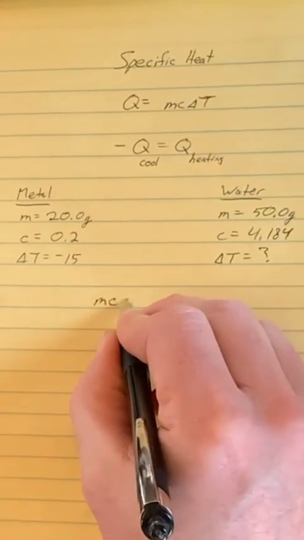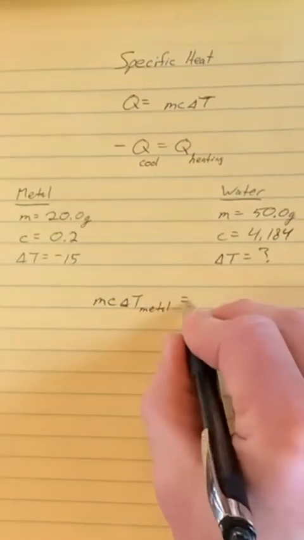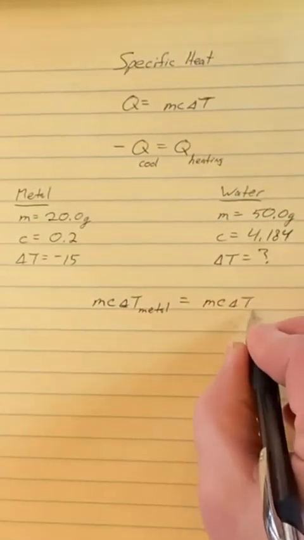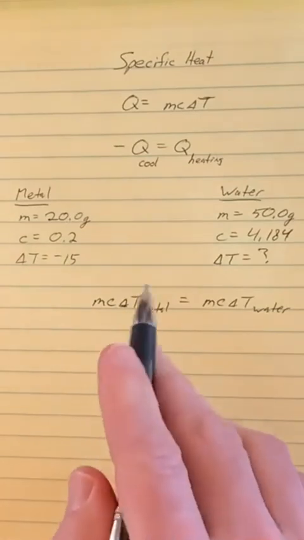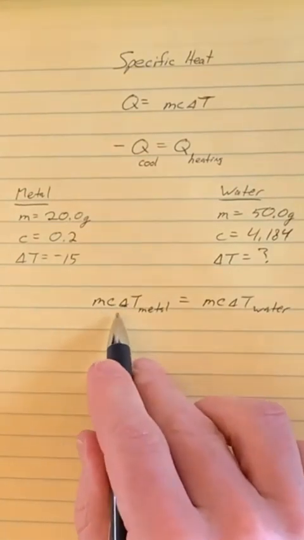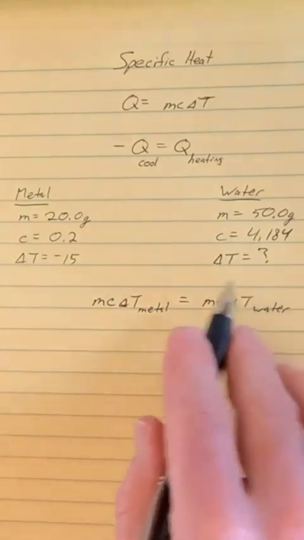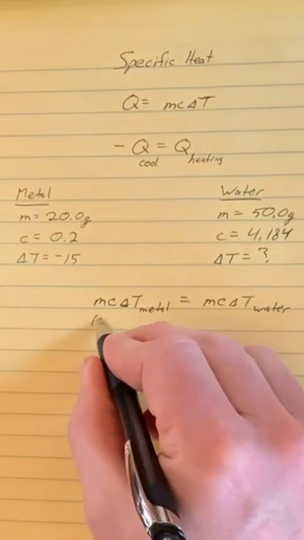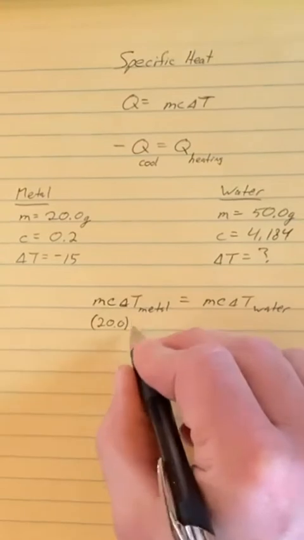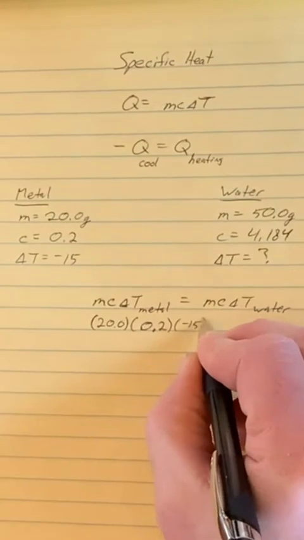So we're going to have mc delta T for the metal over here on the left, mc delta T for the water over here on the right. Yes, those of you who are looking at the details, you know that I should be putting a subscript on each of these three items on the left and each of the three on the right, but just trying to move fast and keep it a little less cluttered. All we do now is a little bit of plug and chug. We're substituting in, so we know that the mass of the metal was 20.0. The specific heat was 0.2, and the change in temperature was negative 15.